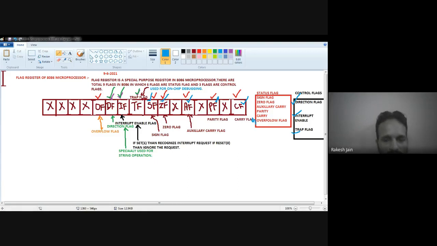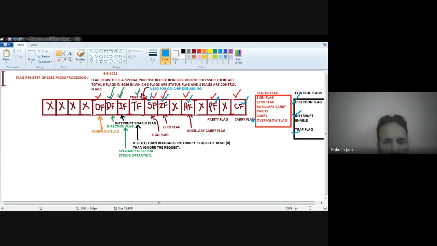The data bus is 8-bit in the 8085 and 16-bit in the 8086. Apart from those differences, there exist only 5 flags in the 8085 microprocessor: sign flag, zero flag, auxiliary carry flag, parity flag, and carry flag. But here there are a total of 9 flags. Four new flags come in, of which 3 are control flags: direction flag, interrupt flag, and trap flag, and one more is the overflow flag.